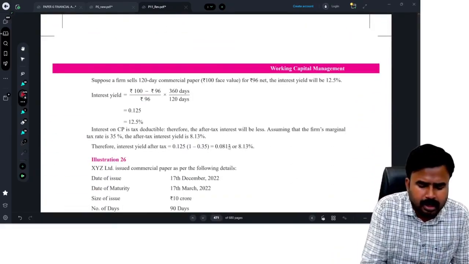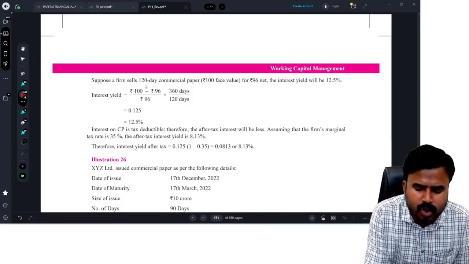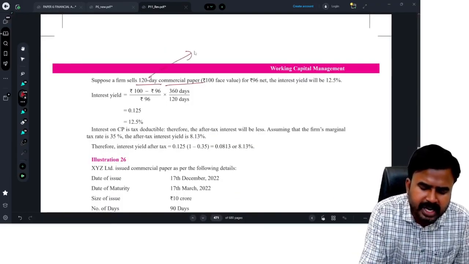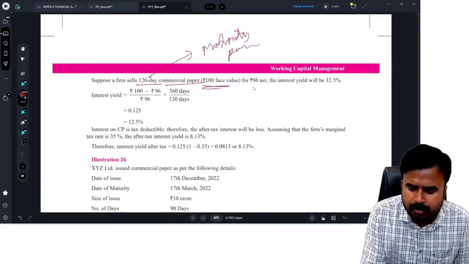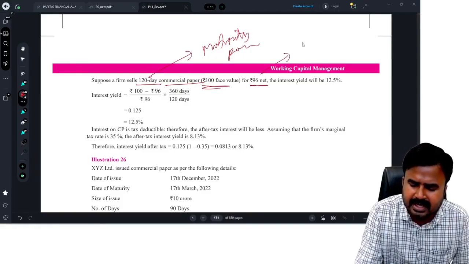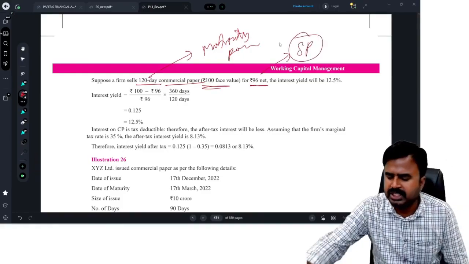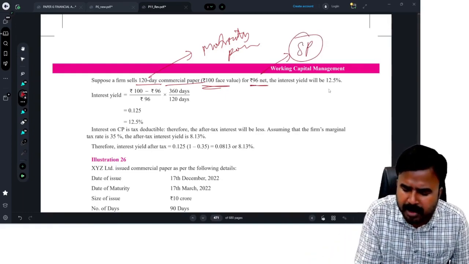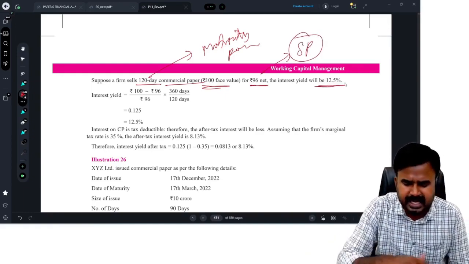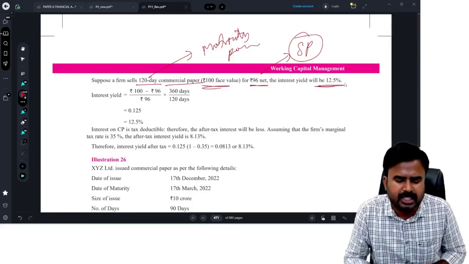So look at the example. Suppose a firm sells 120 days commercial paper. 120 days means this is my maturity period of the commercial paper. The face value is 100, for 96 net, which is the sale price, issued at discount. Generally, the commercial paper will be issued at discount, and the interest yield is 12.5%. They've taken some example actually. Generally, the face value of every commercial paper is 5 lakhs.